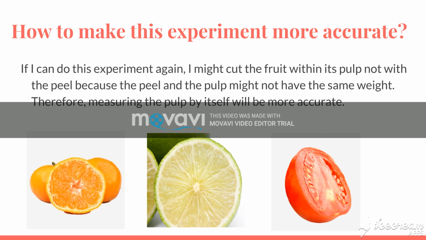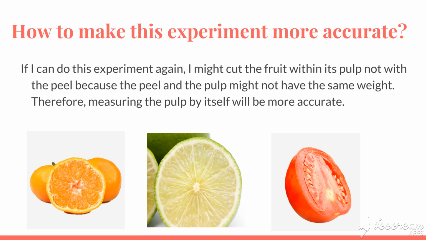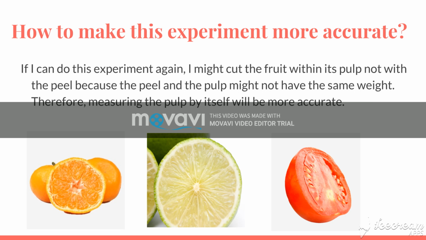Well, how to make this experiment more accurate? If I could do this experiment again, I might cut the fruit and use only the pulp and not the peel, because the peel and the pulp might not have the same weight. Therefore, measuring the pulp by itself will be more accurate.